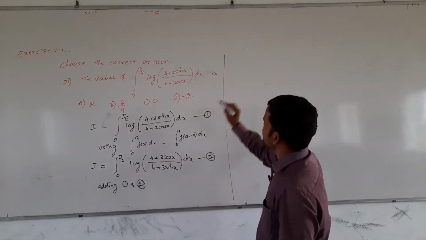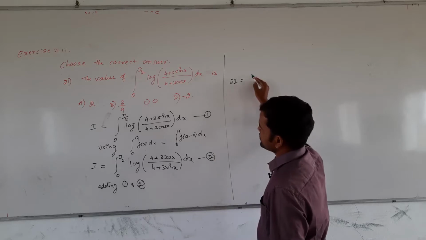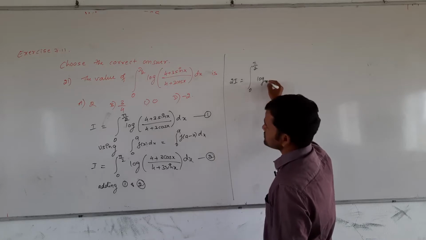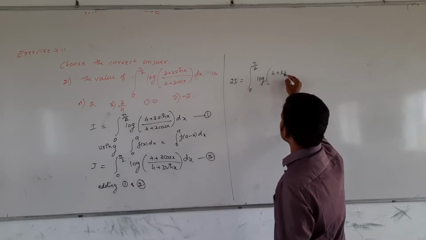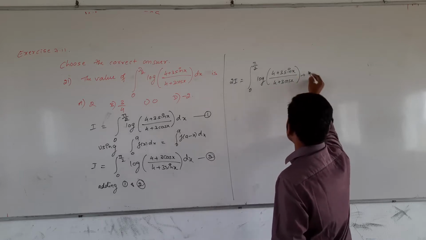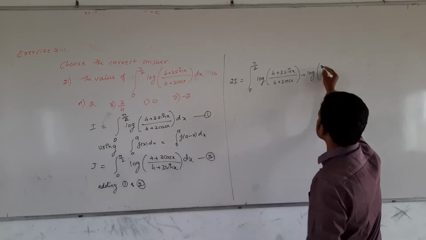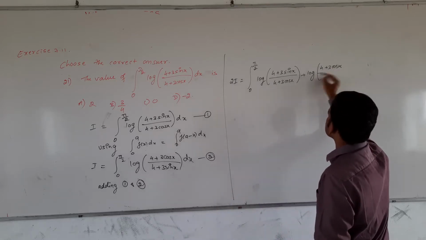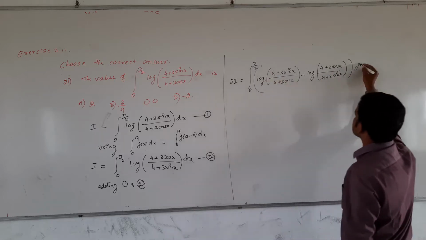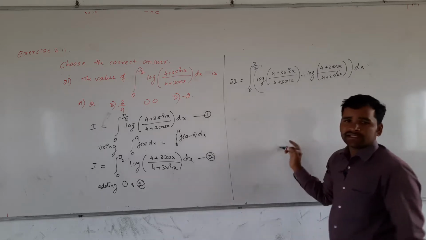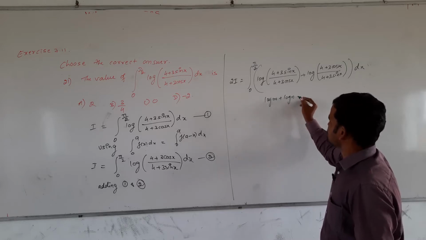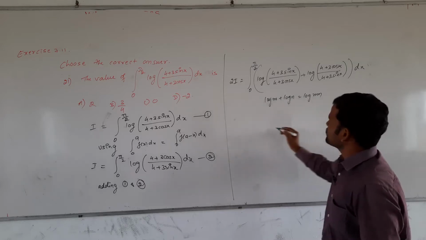On the left hand side I have I plus I, which is 2i. On the right hand side, 0 to pi by 2 is the integral. We have the functions log of (4 plus 3 sin x) by (4 plus 3 cos x) plus log of (4 plus 3 cos x) by (4 plus 3 sin x). The whole integral is with respect to x. You see, these two functions are in the form log m plus log n. Log m plus log n is equal to log of m into n.